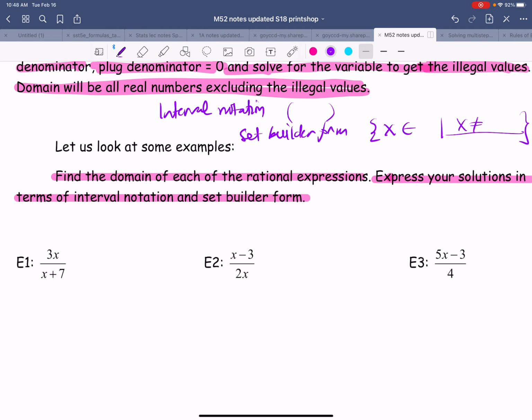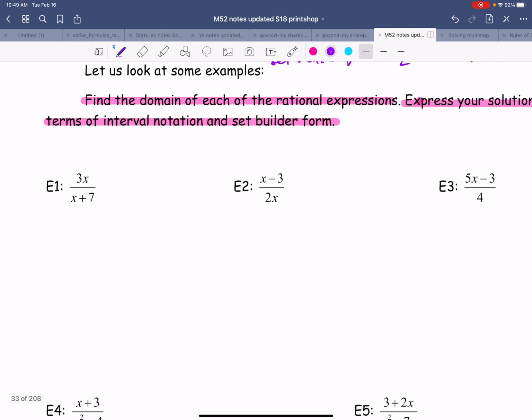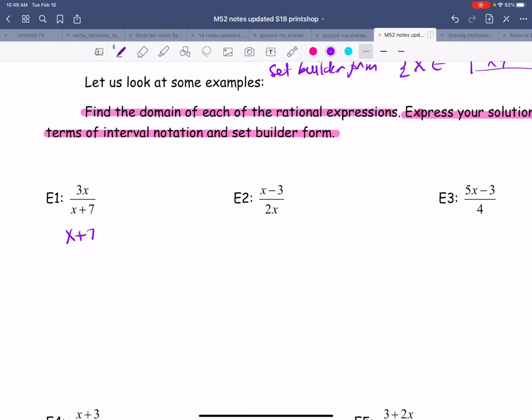Let's look at some examples. I'm going to be sticking with the interval notation for the most part, but I will do set builder form for the first example as well. So look at your fraction. Do you have a variable in the denominator? Yes. So if there's a variable in the denominator, that means there's a danger that the denominator can equal 0. What value of the variable will make the denominator equal to 0? Go ahead and set the denominator equal to 0 and solve for x.